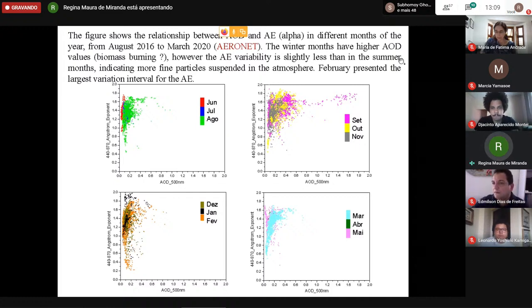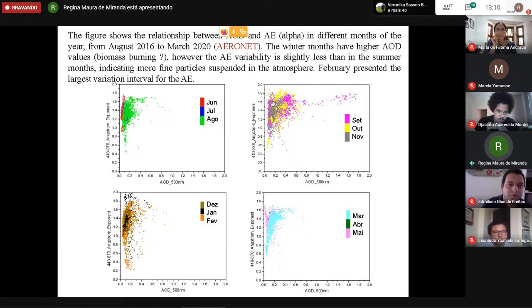higher aerosol optical depth values, maybe related to biomass burning also, and of course to the worst conditions of dispersion. But it's important to see, however, that the Angstrom exponent variability here is slightly less than in the summer months. For example, here, the Angstrom variability and aerosol optical depth. So in the summer months, it's different.